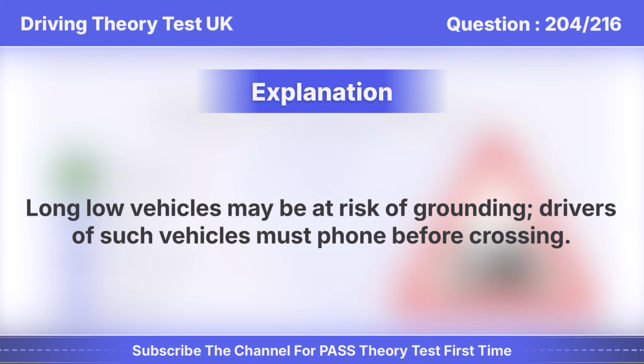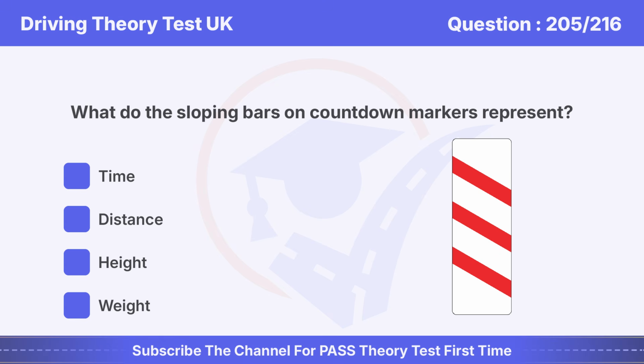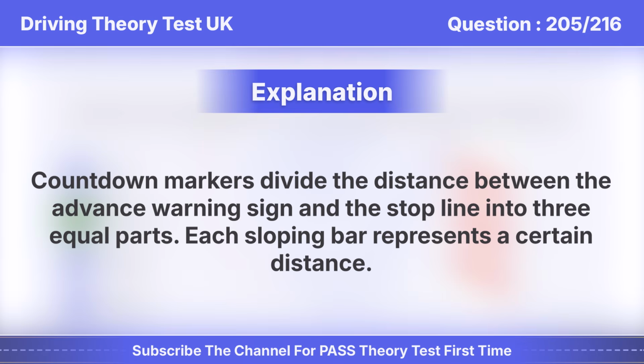Long low vehicles may be at risk of grounding. Drivers of such vehicles must phone before crossing. Question 205. What do the sloping bars on countdown markers represent? Answer is B. Distance. Countdown markers divide the distance between the advance warning sign and the stop line into 3 equal parts. Each sloping bar represents a certain distance.